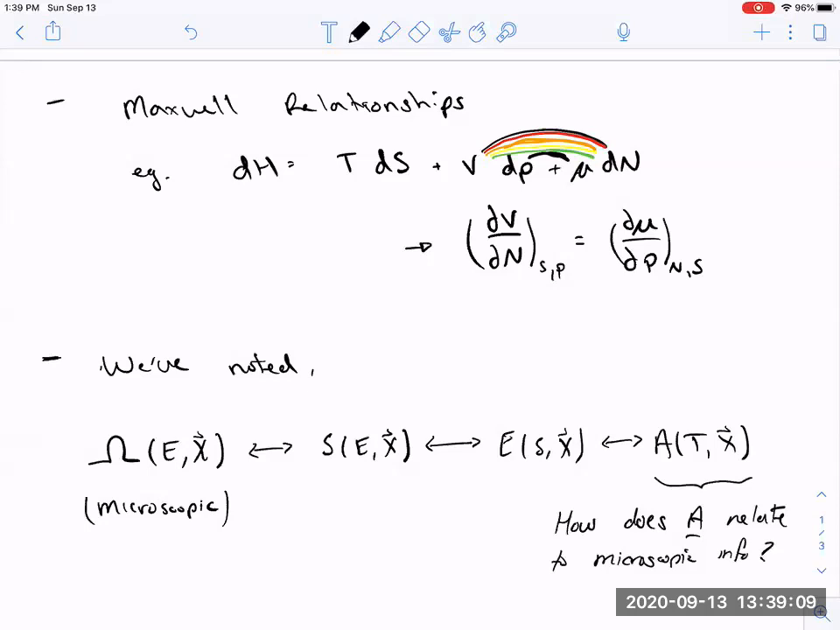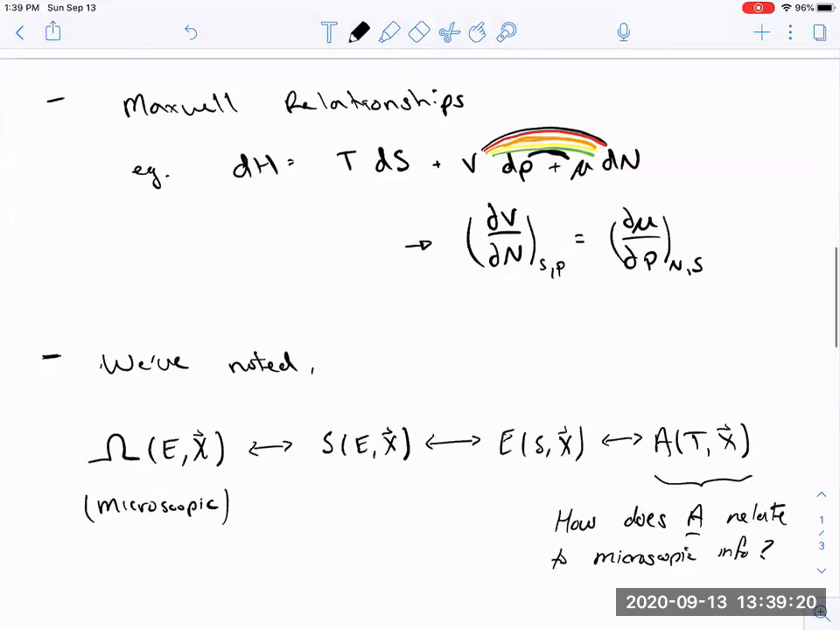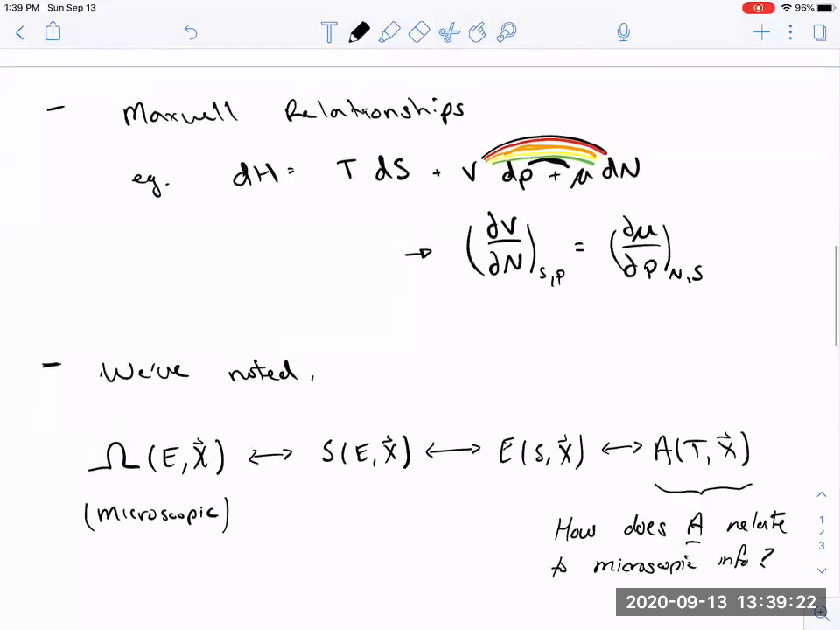We know that in principle it must contain that information through this hierarchy, but let's see if we can work that out a little more directly. And that will really, the identification of a function that contains that same information as the Helmholtz free energy and expanding upon its properties is really the topic of today's lecture.